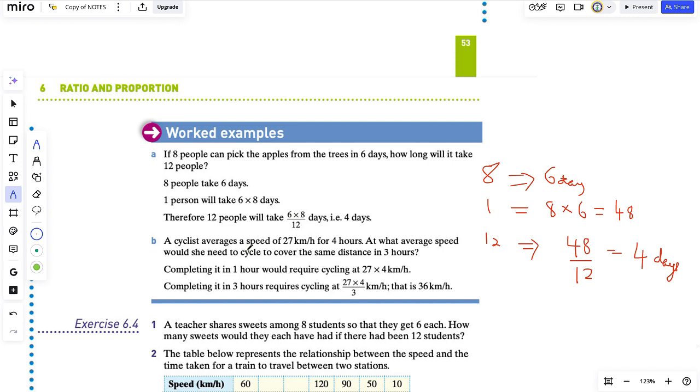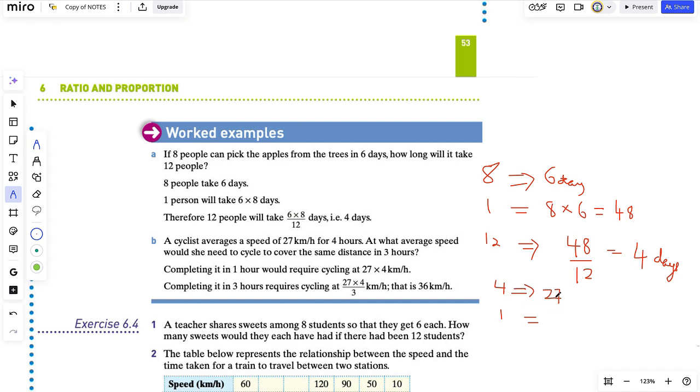Also for speed, it says a cyclist averages a speed of 27 kilometers per hour for 4 hours. So we can say 4 hours gives 27 kilometers per hour. Now, at what average speed will she need to cycle to cover the same distance in 3 hours? So in 1 hour, you will cover what? 27 times 4. We always use unity: 1 hour.